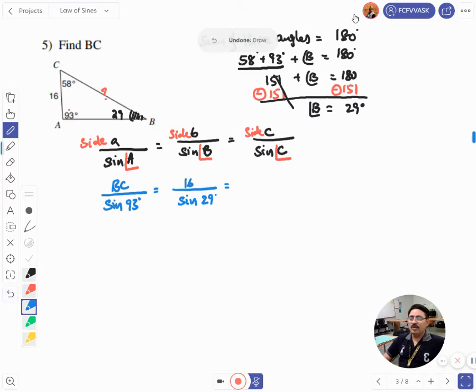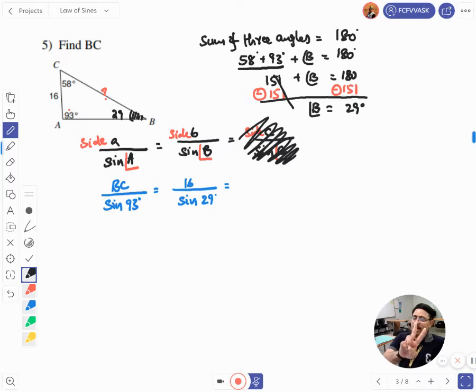By the way, you are asked to find BC and we have both numerator and denominator here. Therefore, we don't need this fraction anymore. Always you have to take two fractions. Now, BC over sine 93.